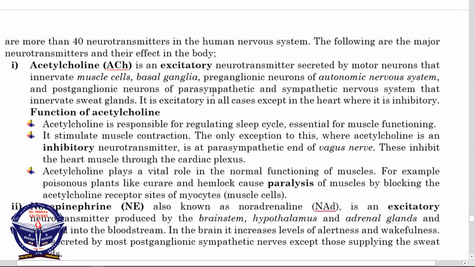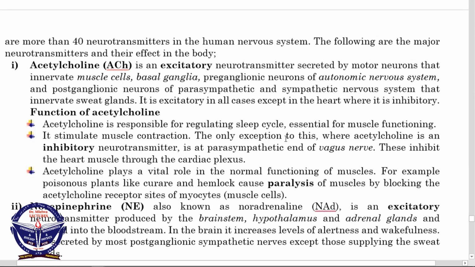So it is excitatory in all cases except in the heart, where it is inhibitory. Na kama tulivyosema kule mwanzoni, pia kwenye gut acetylcholine is also inhibitory. So in function, acetylcholine is responsible for regulating the sleep cycle, yani utalala saa ngapi utaamka saa ngapi, and it is essential for muscle function. Kwa sababu sleep cycle is very important, or it is linked with muscle functioning. The second function, it stimulates muscle contraction.